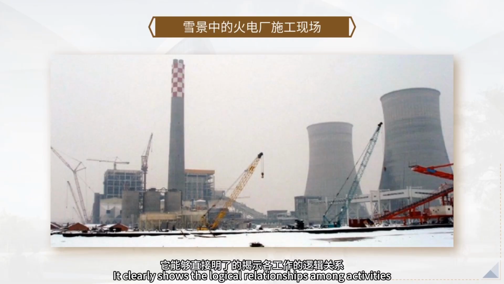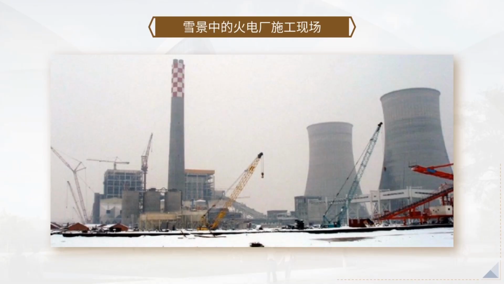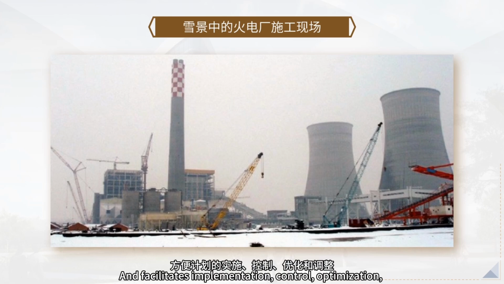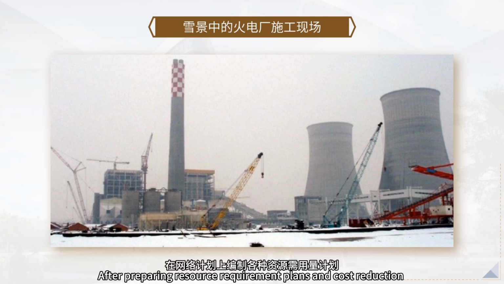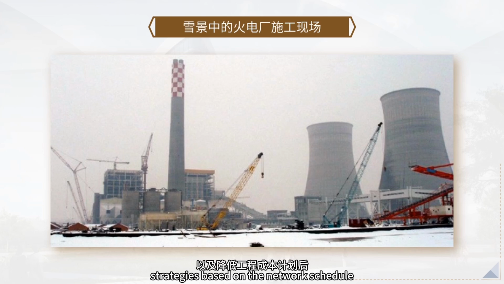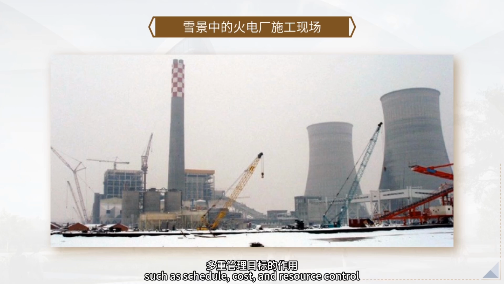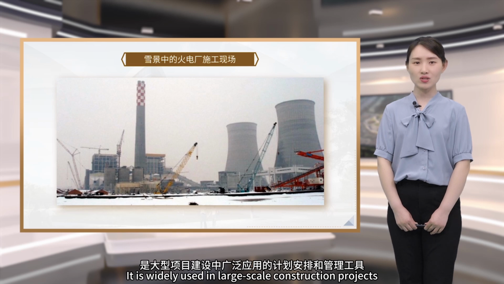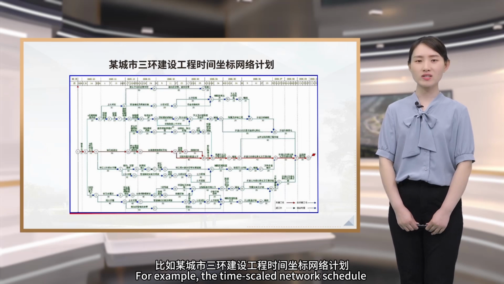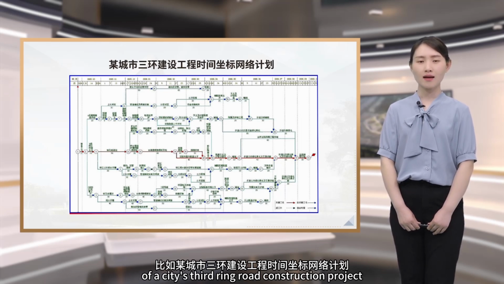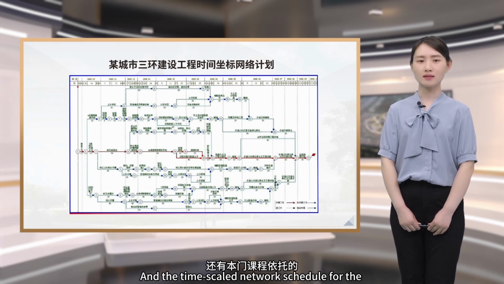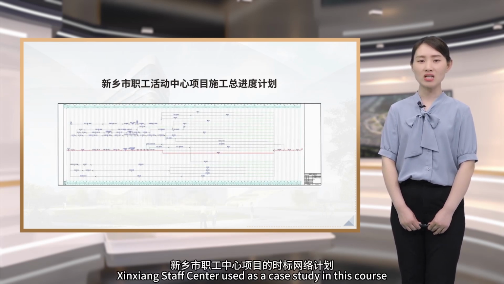It clearly shows the logical relationships among activities and facilitates implementation, control, optimization, and adjustment of the schedules. After preparing resource requirement plans and cost reduction strategies based on the network schedule, it serves to integrate multiple project management objectives such as schedule, cost, and resource control. It is widely used in large-scale construction projects. For example, the time-scaled network schedule of a city's third ring road construction project, and the time-scaled network schedule for the Xinxiang Staff Center used as a case study in this course.